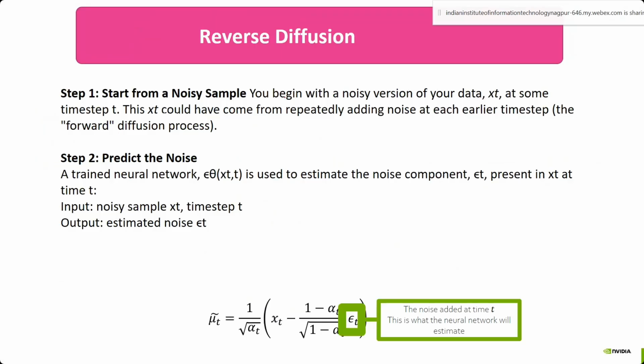So what is the reverse diffusion process? You start from the noisy sample. You begin with the noisy version of your data. Then at some time step, this xt would have come from repeatedly adding noise at each earlier time step, right? Because of forward diffusion. So it is a noisy sample at a particular time step.